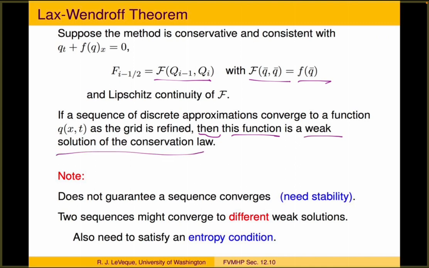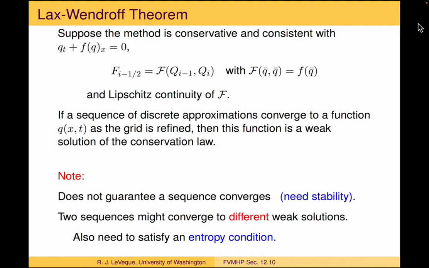Okay, so this theorem by itself doesn't say we will converge. For that, you need some form of stability. And it also doesn't say that we would converge to the physically correct solution in the case where the weak solution might be non-unique. For that, you need some sort of entropy condition. So we'll look at those things too as we go along here.